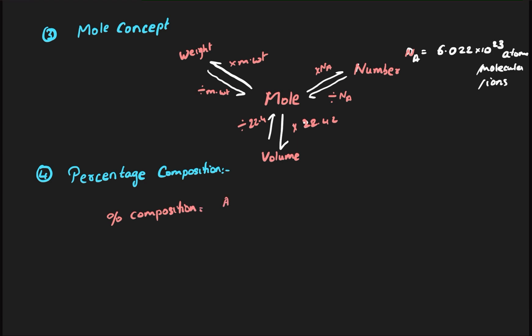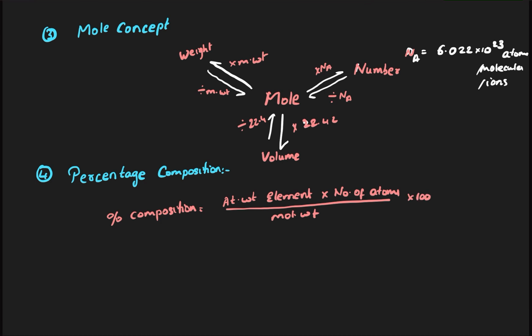whatever is the atomic weight of the element that is present, if you multiply it with the number of atoms that are present, and if you divide that by the whole molecular weight, and then if you multiply it with 100, that is known as percentage composition.